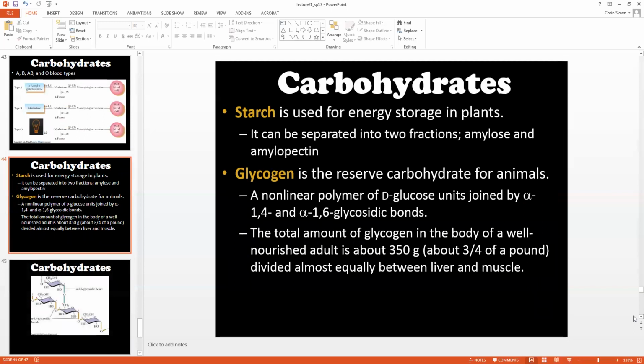Starch is another example of a polysaccharide that in this case is used for energy storage in plants. It can be separated into 2 fractions, amylose and amylopectin. Glycogen is the carbohydrate that is used to store energy for animals, so a nonlinear polymer of D-glucose joined by alpha-1,4 and alpha-1,6 glycosidic bonds. If you think about the total amount of glycogen in the body of a well-nourished adult, that's going to be about 350 grams, or about 3/4 of a pound, divided almost equally between liver and muscle.